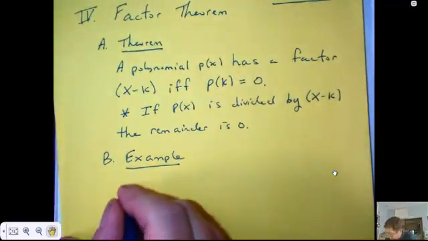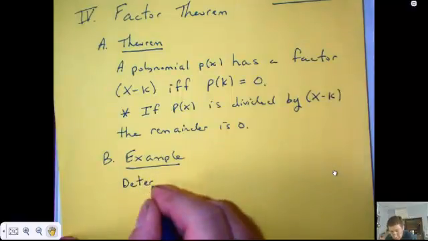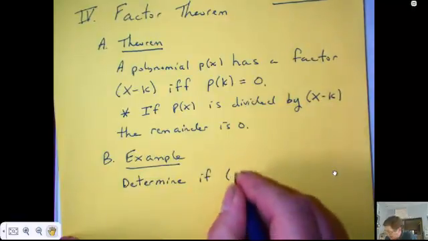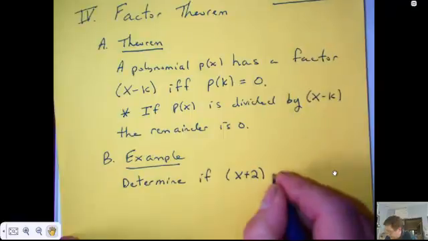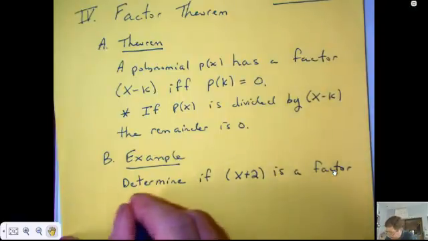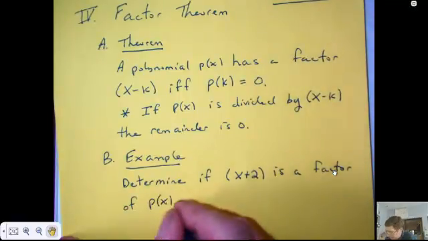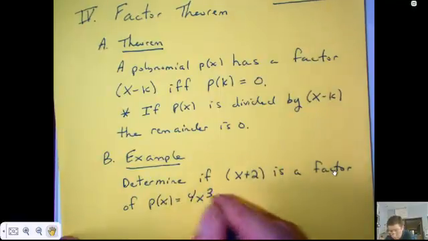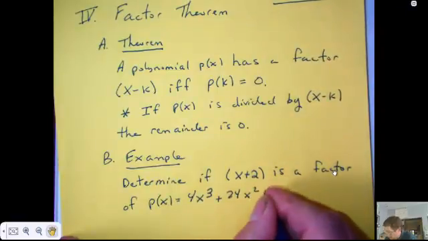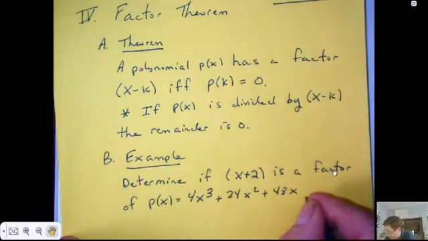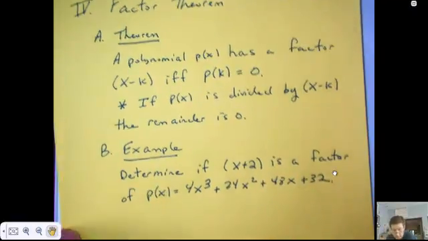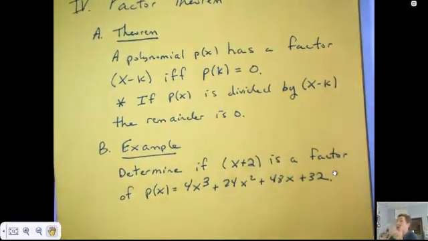The question is to determine if x plus 2 is a factor of the polynomial 4x cubed plus 24x squared plus 48x plus 32. Okay, so there's the problem. That's when we determine if that is a factor.